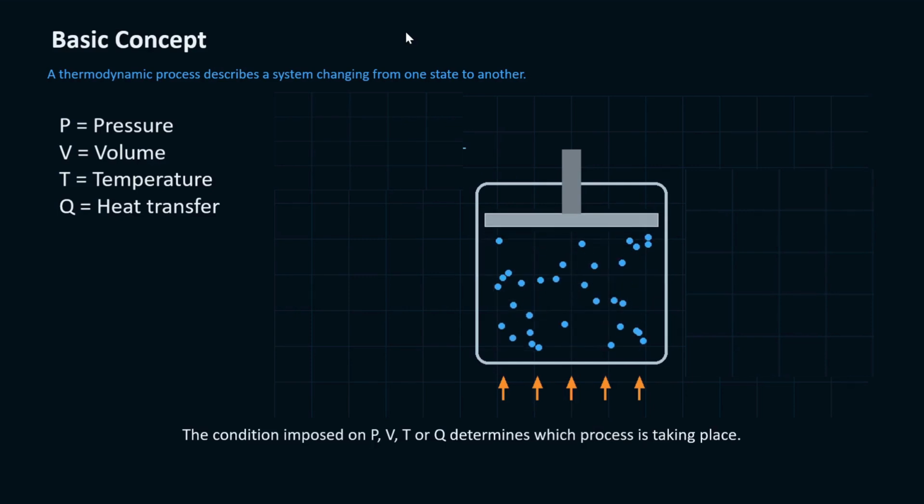Consider a gas inside a cylinder with a movable piston. The state of this gas can be described using pressure, volume, and temperature. When the gas changes from one state to another, these properties may change in a specific way, depending on which property remains constant or whether heat is transferred, and we classify this process into different types.